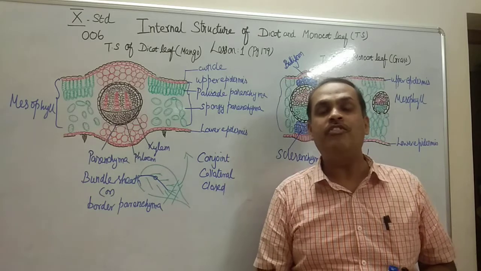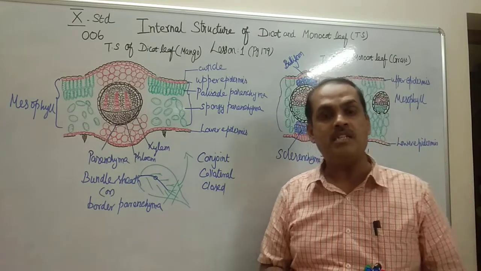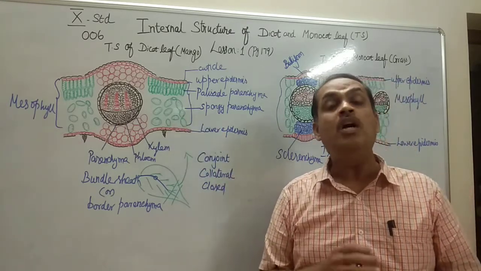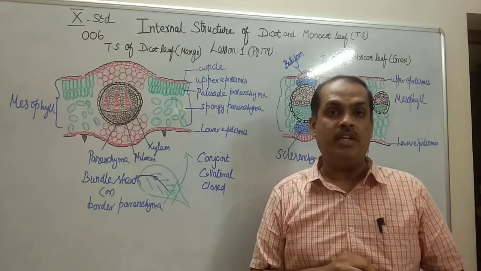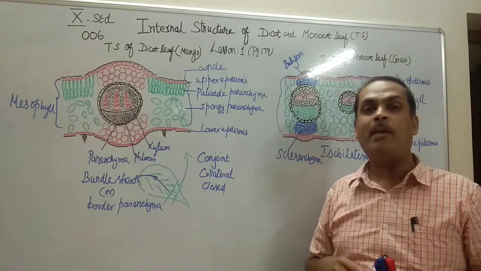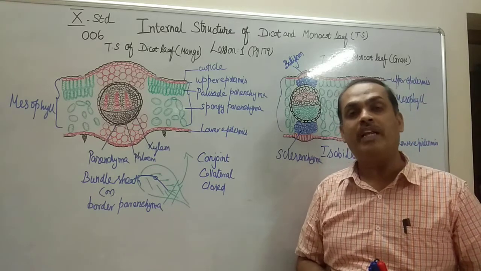You know what is the meaning of dorsiventral leaf? When there is a clear differentiation of mesophyll, that is, mesophyll is differentiated into palisade parenchyma and spongy parenchyma, you call this a dorsiventral leaf. When there is no such differentiation, when the mesophyll is not differentiated into palisade parenchyma and spongy parenchyma, then it is called an isobilateral leaf.